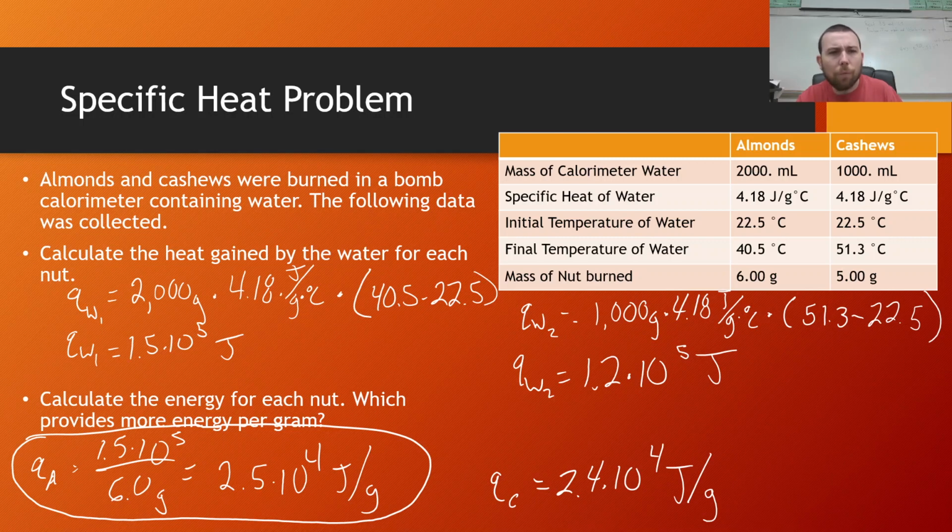All right, so hopefully that makes sense. Again, we simply took the energy that we calculated in the first part, divided by the mass of the almond and cashew respectively, and that gave us our energy per gram. And you might think about why that worked out. But think about it: the almond was in twice as much water, and it released almost the same amount of energy. So if there had been the same amount of water, it probably would have been much more noticeable here. But so you get 2.5 times 10 to the fourth joules per gram.